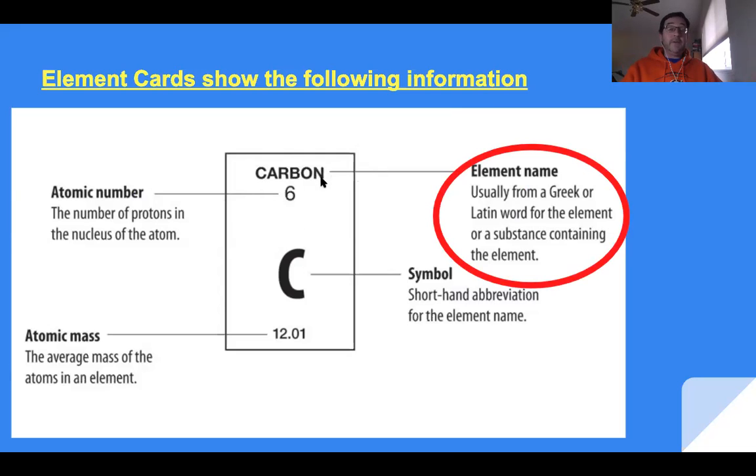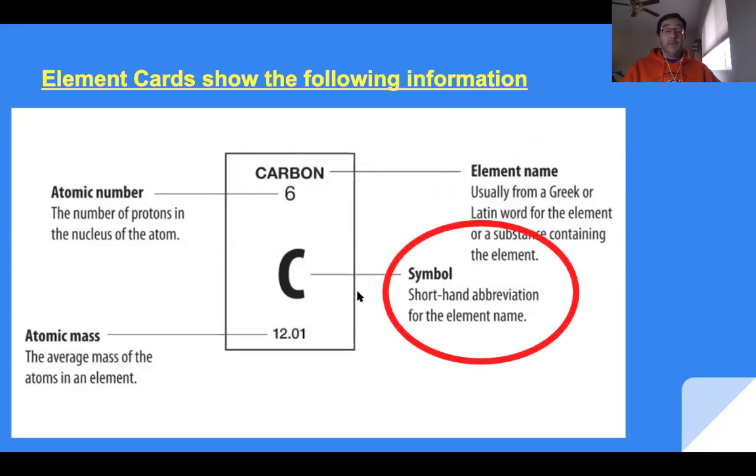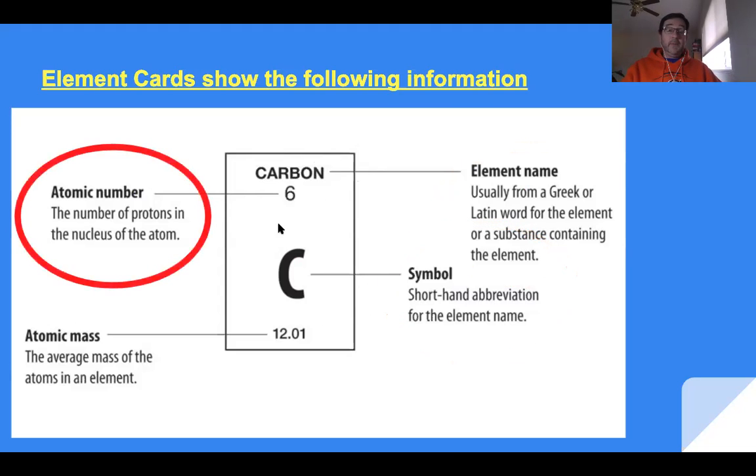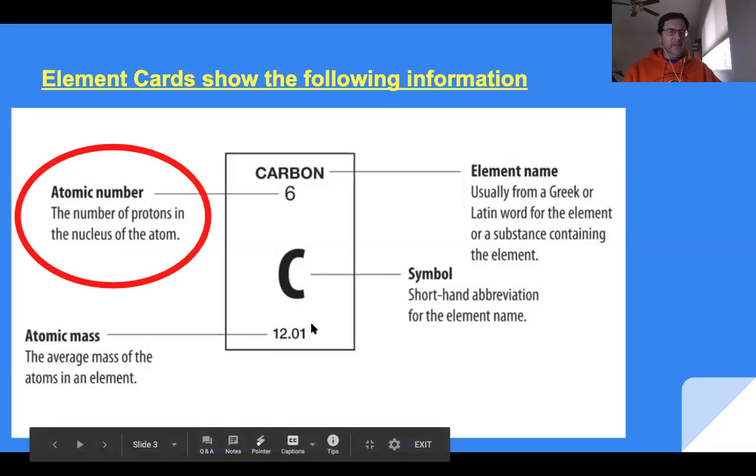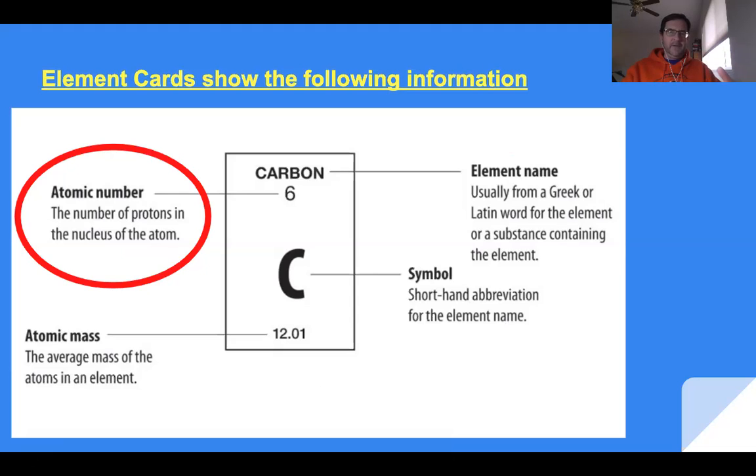Up at the top here of the card is the element name. Now, it's very rarely the English name. It's usually based on the Latin or Greek term for that element. The symbol is an abbreviation for the Latin or Greek name, so they don't always correspond to English words again. The big number up at the top here is always going to be a whole number. That's your atomic number, so the number of protons in the nucleus of the atom. The atomic mass is going to be a little bit different because electrons change the mass of the atom, even though they're always moving around.